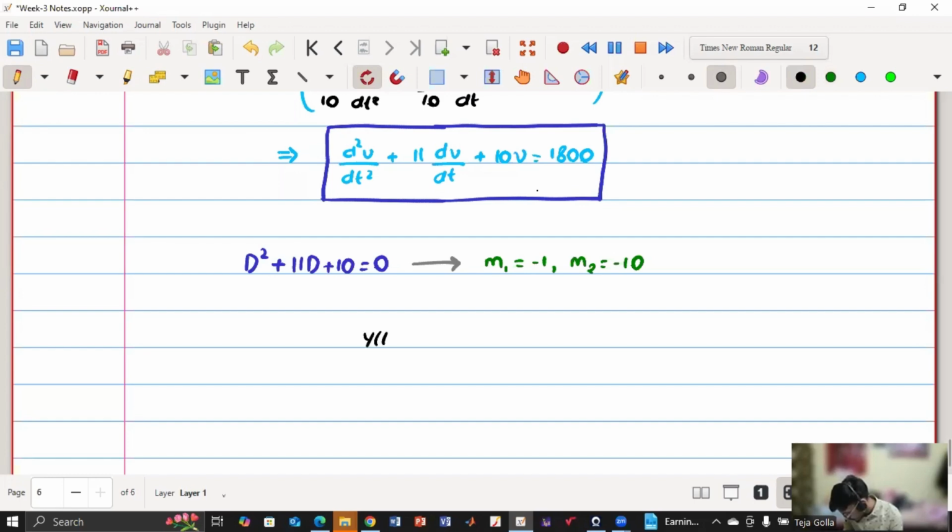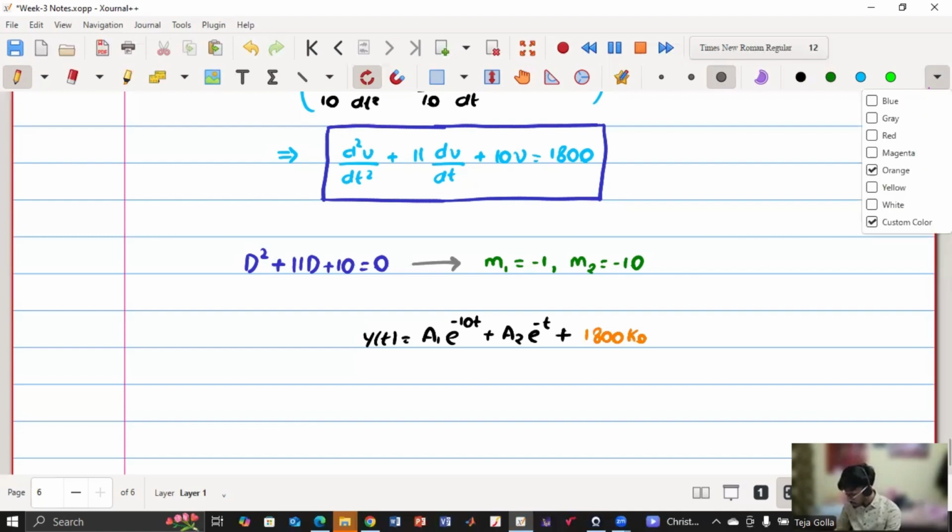a1 into e power minus 10t plus a2 into e power minus t, that is the natural response, plus k naught into x, which plus is k1. What is x k here? 1800, right? So we'll have only 1800 k naught. Other terms will vanish because it is constant.